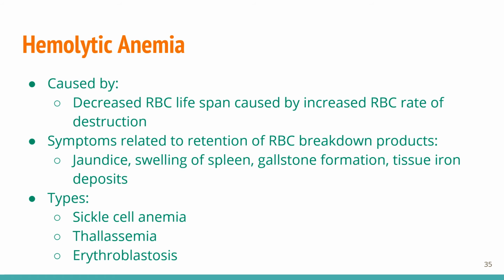Some of the symptoms of hemolytic anemia: you could have jaundice, swelling of your spleen, gallstone formation, tissue and iron deposits. Those are symptoms related to the retention of red blood cell breakdown products. And this is again kind of a sub-topic. We're going to talk briefly about sickle cell, thalassemia, I don't know how I pronounce that, and erythroblastosis.